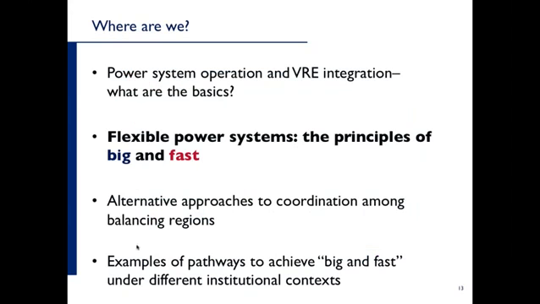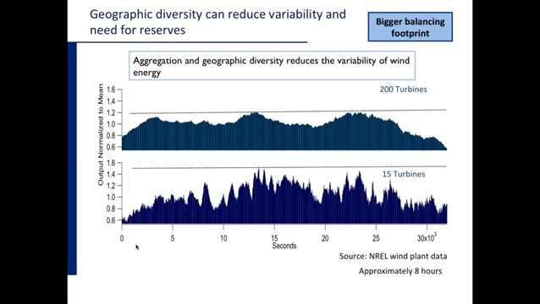So that takes us to the principles of fast. What we're going to be doing here is talk about why a larger balancing region can be more efficient than a smaller balancing region. And the second principle of speed, of fast: why is it that fast dispatch can be more efficient, in particular with a lot of variable generation. So first of all, let's look at the impact of balancing area size.